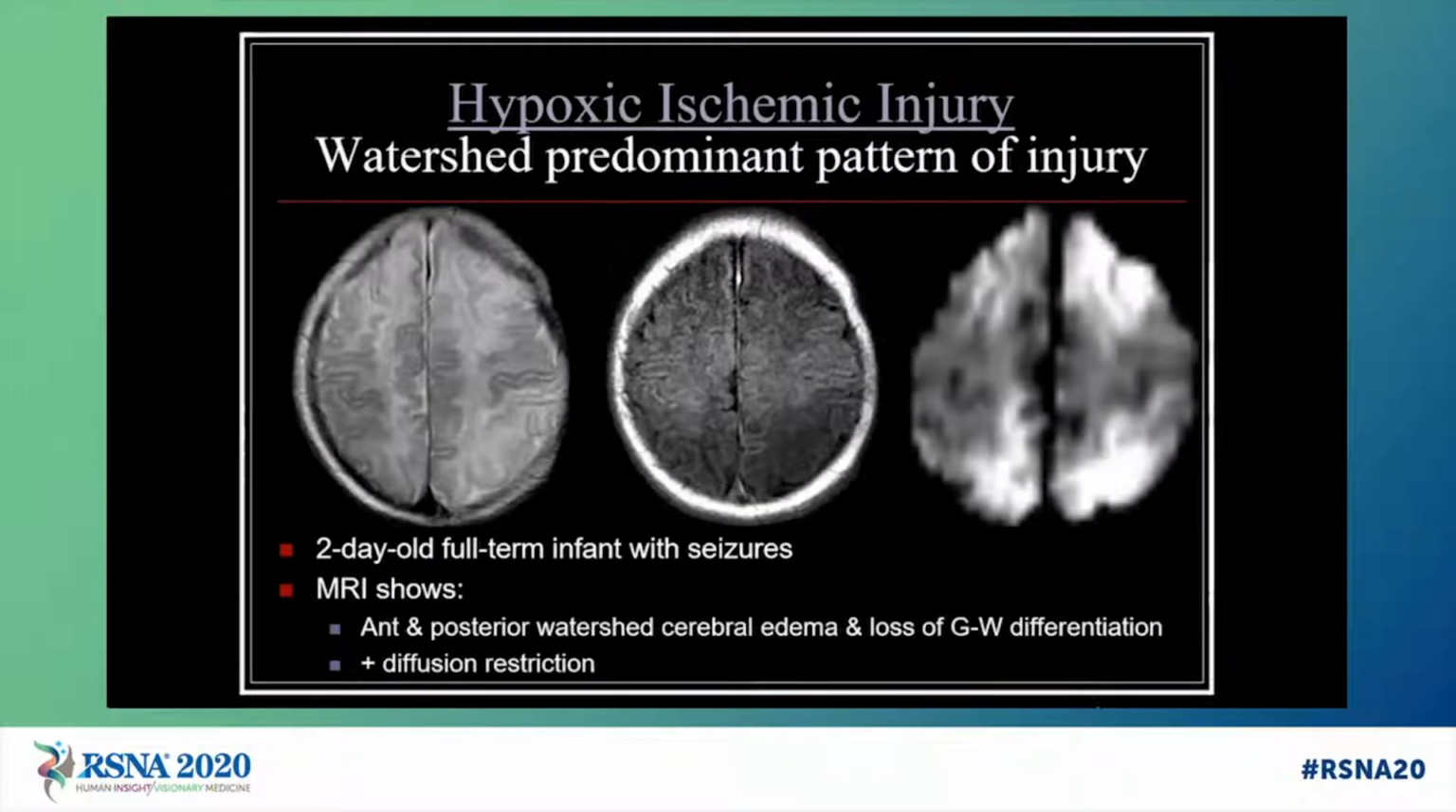So here's an example of a 2-day-old infant with seizures in the setting of hypoxic ischemic injury. T1 and T2 weighted images show cerebral edema in a watershed distribution with gyral expansion, loss of gray-white matter differentiation, and sulcal effacement with associated restricted diffusion.